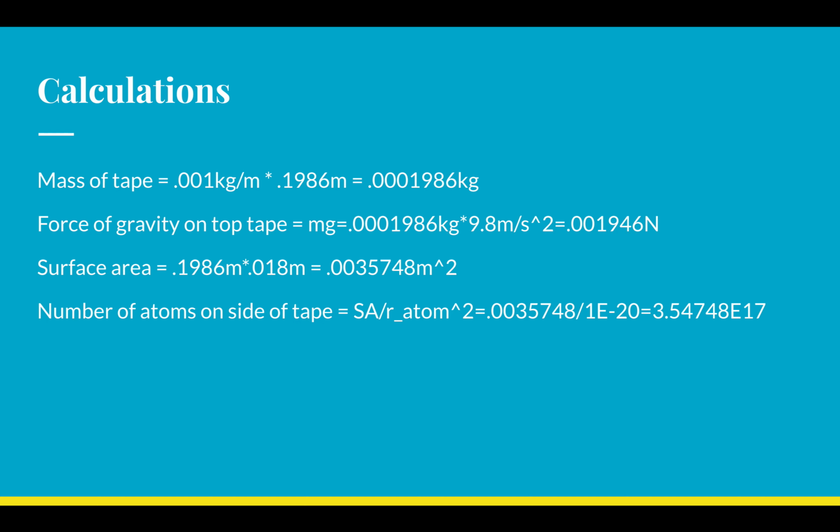So looking at these calculations, the quick ones, we did the mass of the tape, where we took an approximation of grams per meter of tape and then the length of tape. And we took the force of gravity on the top tape, which we used the mass of the tape times the acceleration due to gravity, and the surface area of the tape, which is just the length of the tape times the width of the tape, assuming it's a perfect rectangle. And then, assuming that the atoms are in a perfect lattice, we calculated the number of atoms on one side of tape.